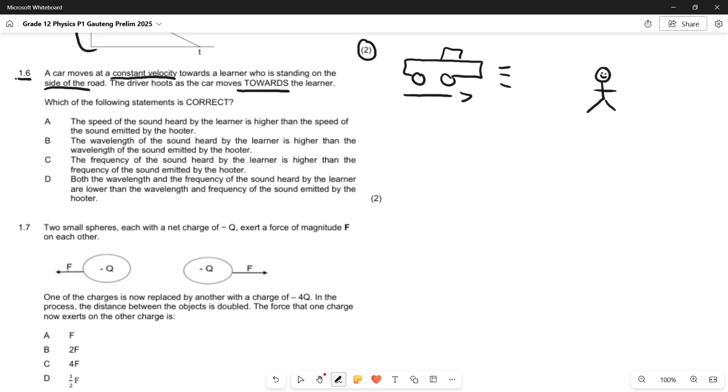So it says, which of the following statements is correct? They are all quite similar, so we're going to read through these ones instead of just jumping to the answer. A: the speed of the sound heard by the learner is higher than the speed of the sound emitted by the hooter. Okay, that might sound right, but the wrong word over here is the speed of the sound, because ultimately it's still traveling in air, so the speed of sound stays the same, and we are not hearing the speed. We are hearing something else, which we'll see.